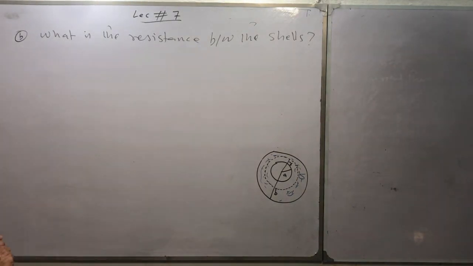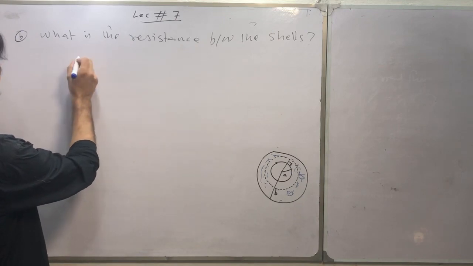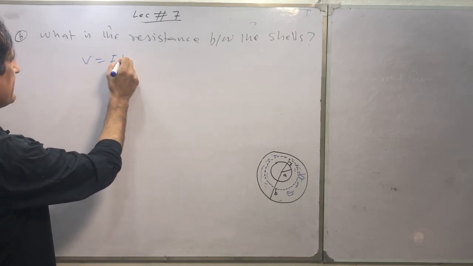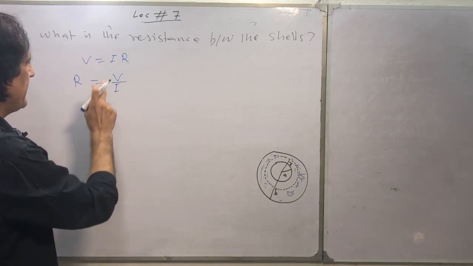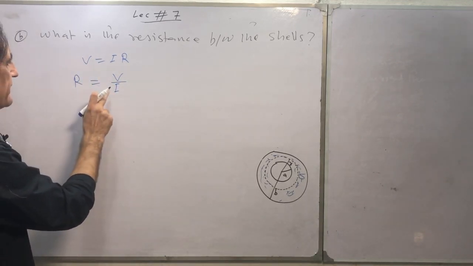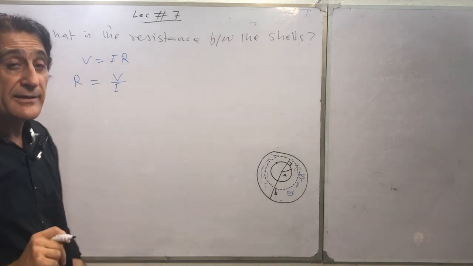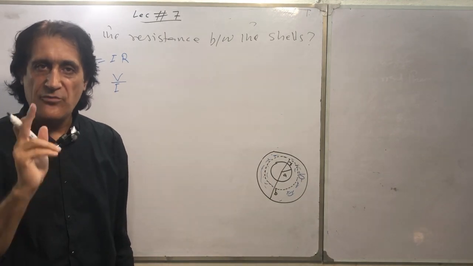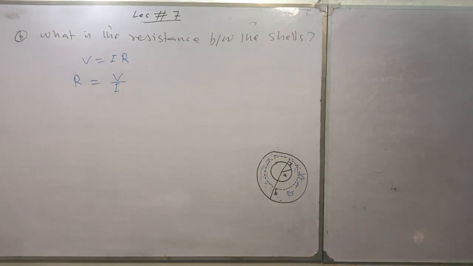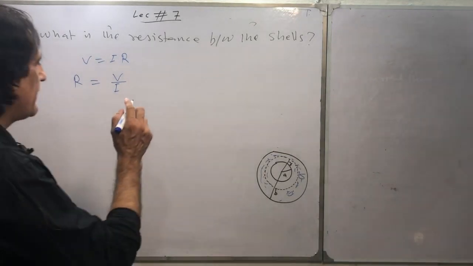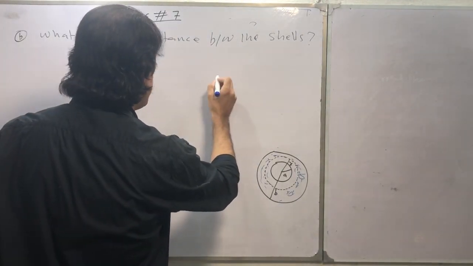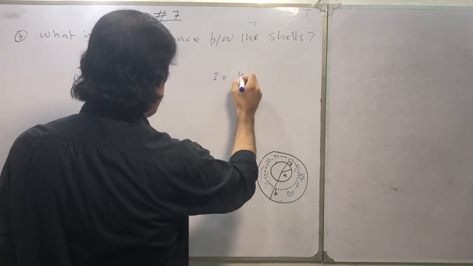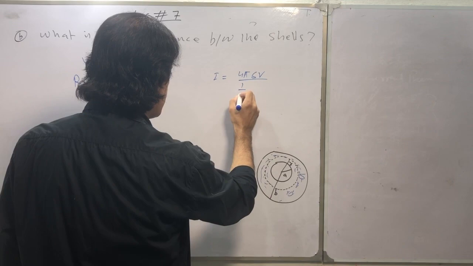How is it possible? We know from Ohm's law that V is equal to I times R, and R is equal to V divided by I. Here we need the current I. In the previous A part, we calculated the value of current I, and if I remember, it was 4 pi sigma V divided by 1 over A minus 1 over B.